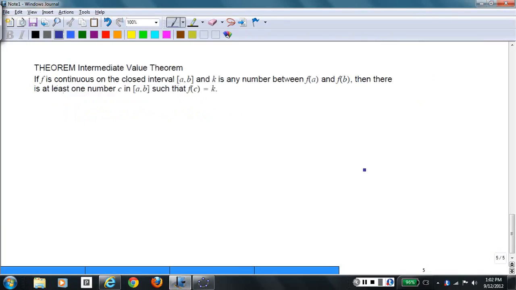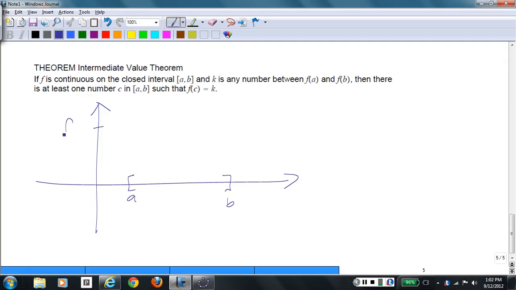So picture f is continuous on the closed interval [a, b], and k is any number between f(a) and f(b). So let's just imagine f(a) is maybe right there, and f(b) is maybe right there. We take a little snapshot, and really all that we can see is those two points. But we know the values, f(a) and f(b). k is any number in between. Maybe k is right there.